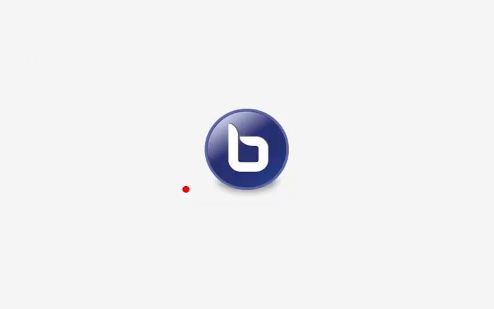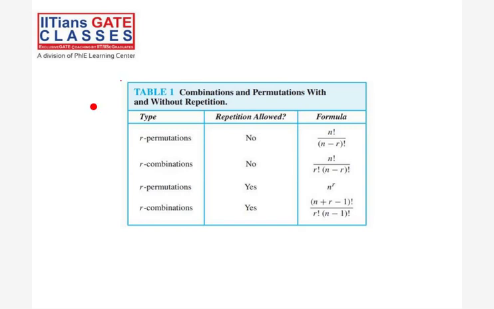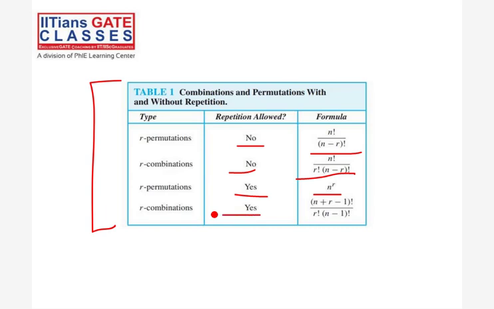These are just the simple things that we have already discussed. If repetition is not allowed, how many r-permutations are possible? That is nPr. If repetition is not allowed, how many r-combinations are possible? That is nCr. If repetition is allowed, how many r-permutations are possible? That is n to the power r. If repetition is allowed, how many r-combinations are possible? That is n plus r minus 1 choose r. This we have also seen.